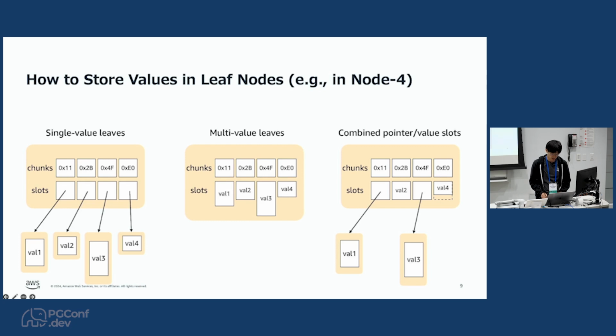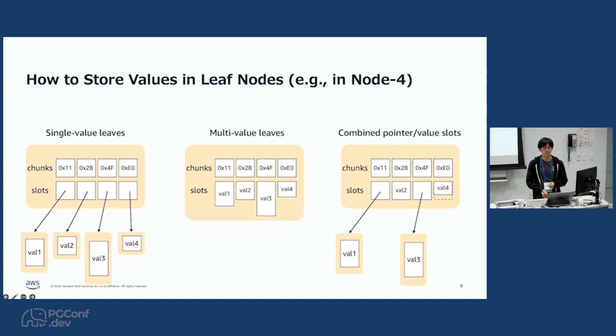And the rightmost approach is the combined pointer/value leaves. This combines the previous 2 methods. If a value fits within the pointer size, typically 8 bytes on a 64-bit operating system, no separate extra leaf node is required. So we can store such a value directly in the slots.